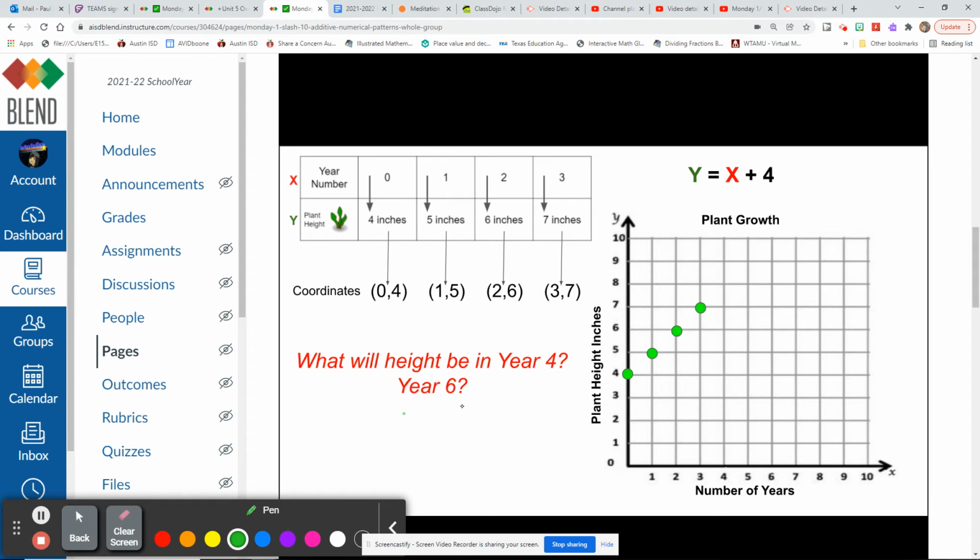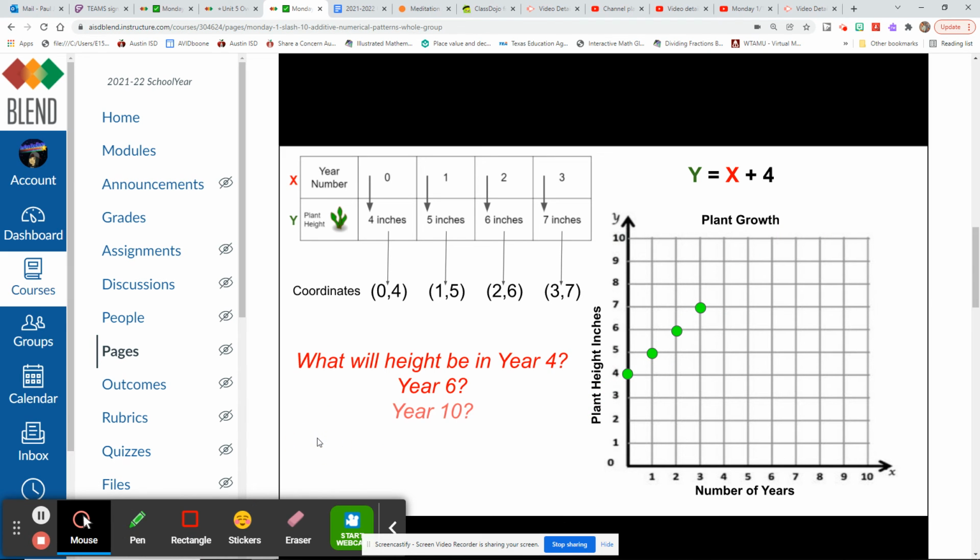All right, next, year 6. Let's see, so in 4 years, it was 8. That means 5 years, it'll be 9 inches. And then 6 years, it should be 10 inches. Let's use our formula, x plus 4 equals y. If we change our x to 6, 6 plus 4 makes our y 10. So we have an x of 6 and a y of 10. That is this point right here, (6, 10). So it does line up. It still follows our pattern. My line just got a little bit wonky though.